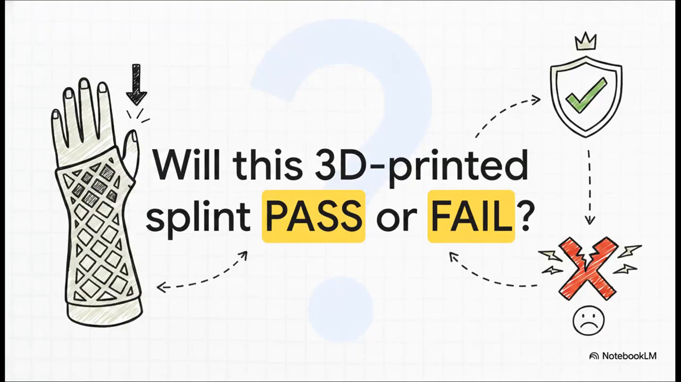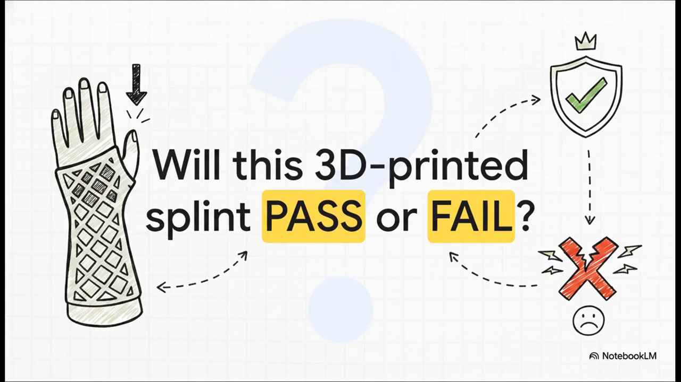To ground us in a concrete experience, I want you to picture this. We're stepping onto the manufacturing floor of our health tech startup. We're facing a massive, high-stakes quality control hurdle with our new line of 3D printed orthotics. So I'm posing this critical business and safety question to the room right now. When a device comes off our fused deposition modeling printers, we absolutely have to know, will this specific 3D printed wrist splint pass or fail our structural survival test?